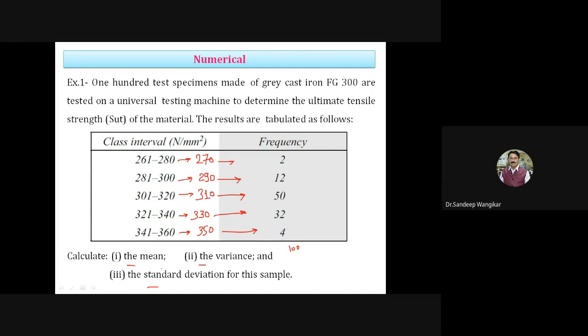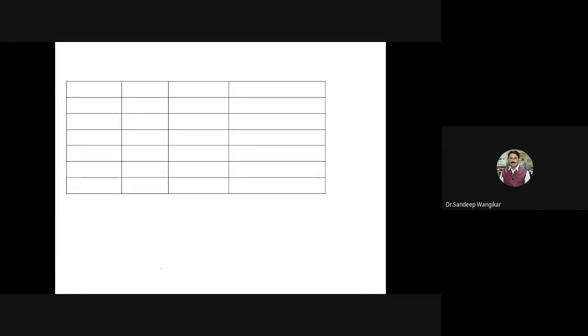Okay, friends, let us move ahead. We have to calculate the mean, the variance, and the standard deviation. So I have taken a table. Here we have the class interval. I will say class mark, because I am not taking the interval, for understanding purposes. I have converted it. Let us substitute the values one by one. I will take here the class mark, which I will call xi.